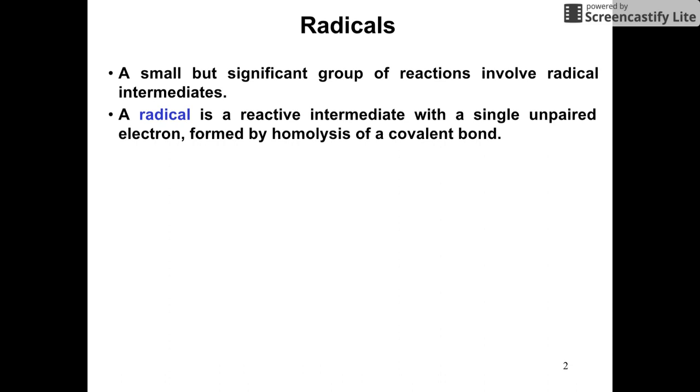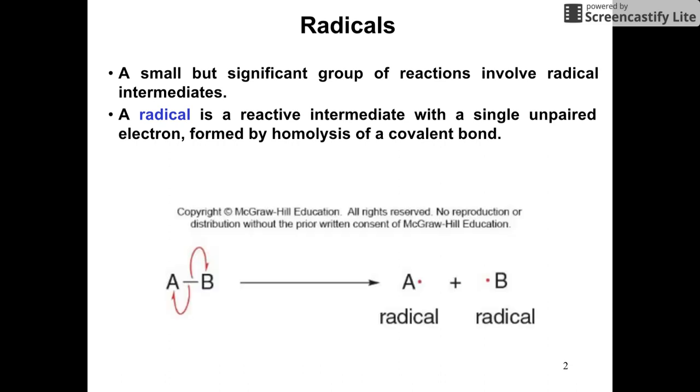And the way that that electron forms is homolytic bond cleavage. So here is the basic diagram of breaking apart a covalent bond and putting one electron onto each atom where the bond is breaking.